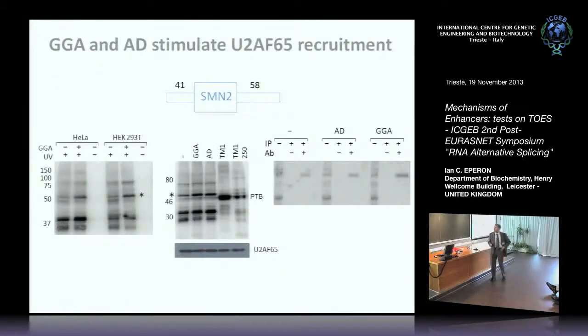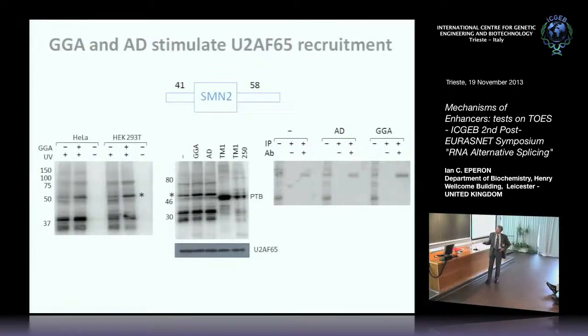And obviously we needed to look at U2AF65 then, which is a likely target for the action of the oligo one way or another. And what we showed is that the oligonucleotide stimulates the binding, this is in HeLa extracts, this is in 293T extracts, stimulates the binding of U2AF65 to the pre-mRNA. And those are some immunoprecipitations.